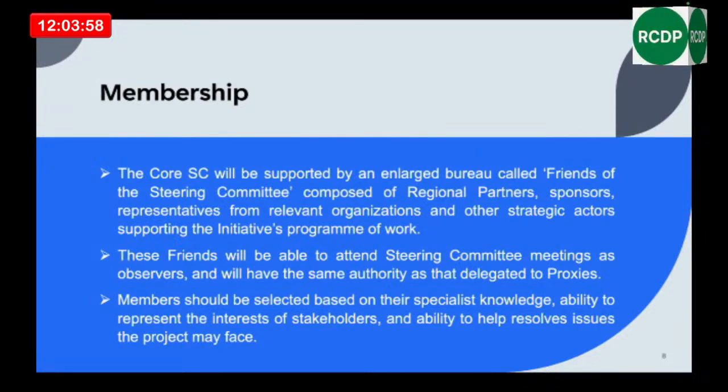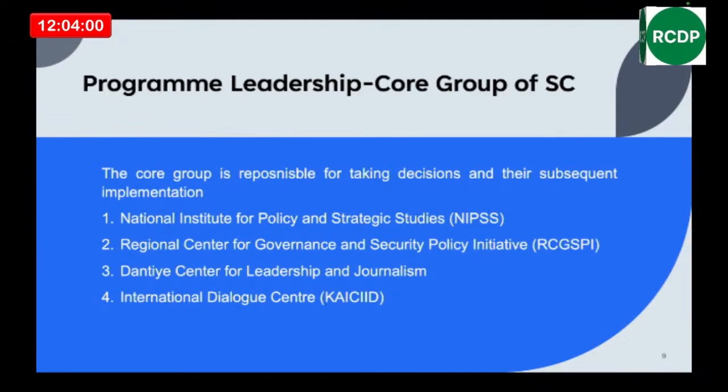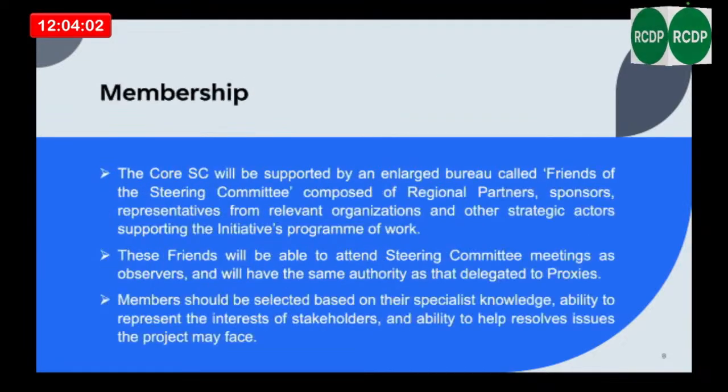Now, when we're looking at the membership of the steering committee, the core steering committee, and this is what we come to, I think it's the point that most concerns those of you present here in the room today. In terms of the membership, the core steering committee will be supported by an enlarged group of friends of the steering committee, we're calling, and these will be composed of regional partners, sponsors, representatives from relevant organizations, and other strategic actors.